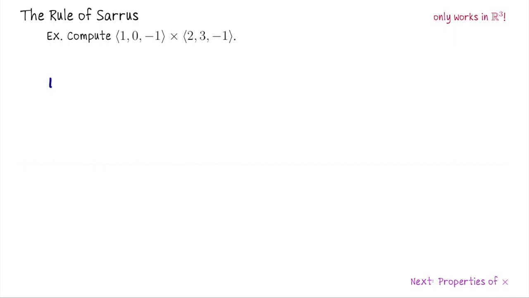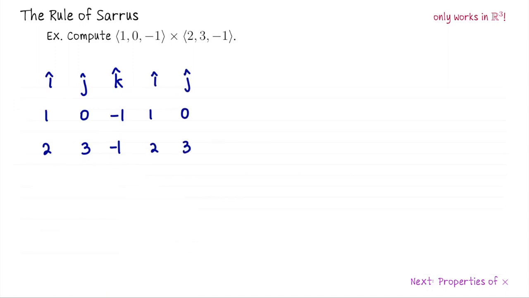So here what you do is you start off by writing the same 3x3 array that we had on the previous slide. So my first row is i, j, k. My second row is the components of the first vector, 1, 0, negative 1. And my third row is the components of the second vector, so 2, 3, negative 1. And then what I'm going to do is actually duplicate the first two columns to the right. So I'll have i, 1, 2, j, 0, 3.